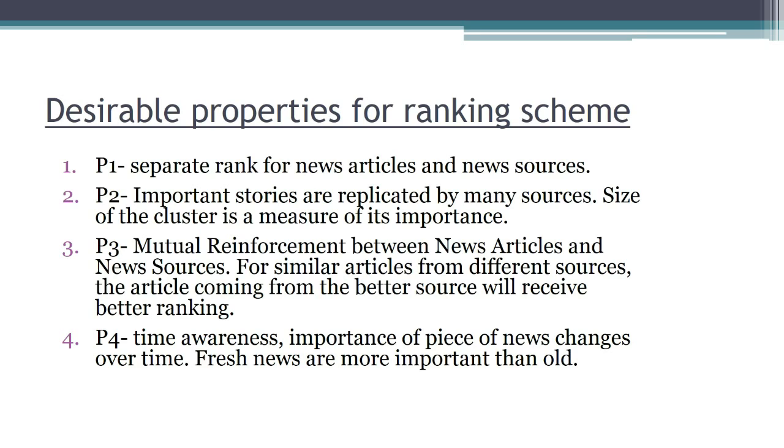The first one is that we have a rank for the news articles and for the news sources. The second one is that important stories are replicated by many sources, so the size of the cluster is a measure of how important this article is. Third, mutual reinforcement. For example, if we have similar articles from different sources, the article coming from the better source will receive a better ranking. And of course, like we said, fresh news is more important than old news. That's how it works in the news world.